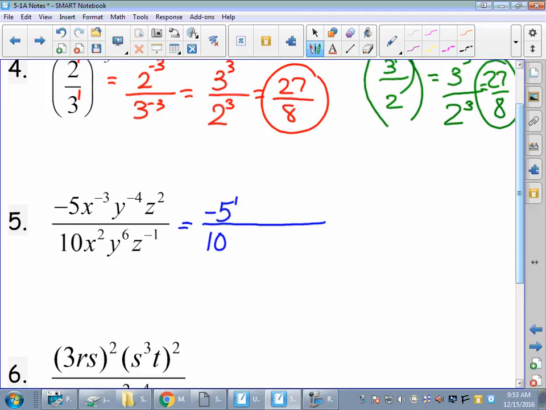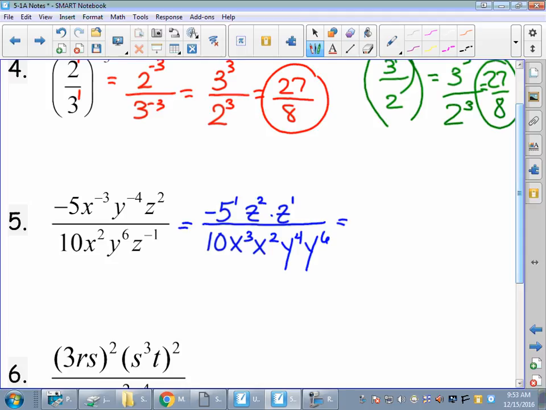We start to get a little tricky here in our thinking. X cubed goes down below. X squared stays down below. Y to the fourth goes down below, y to the sixth stays down below. Z squared stays up top, and z to the first goes up top. So now your like things are put together.